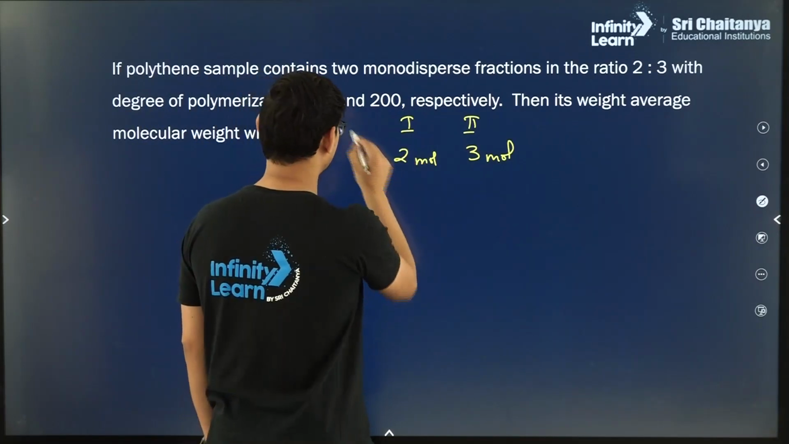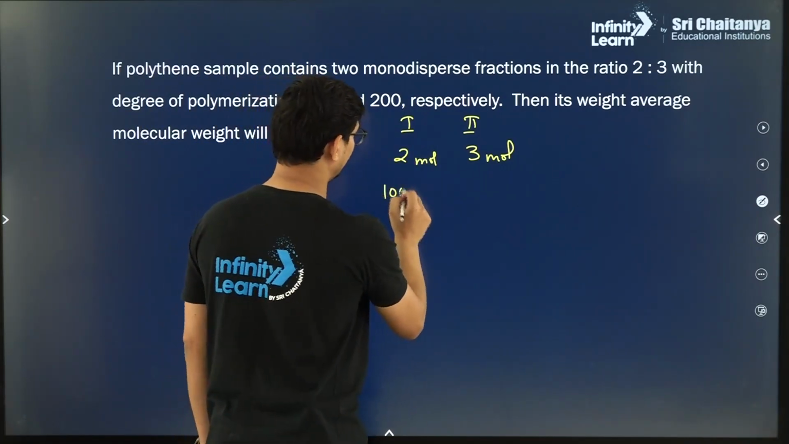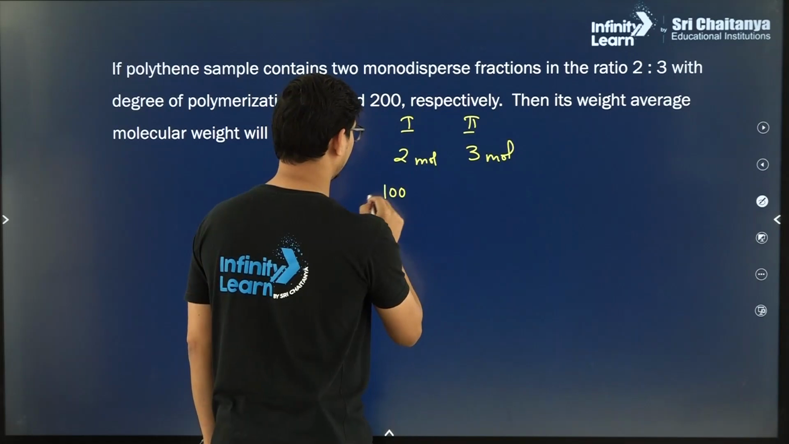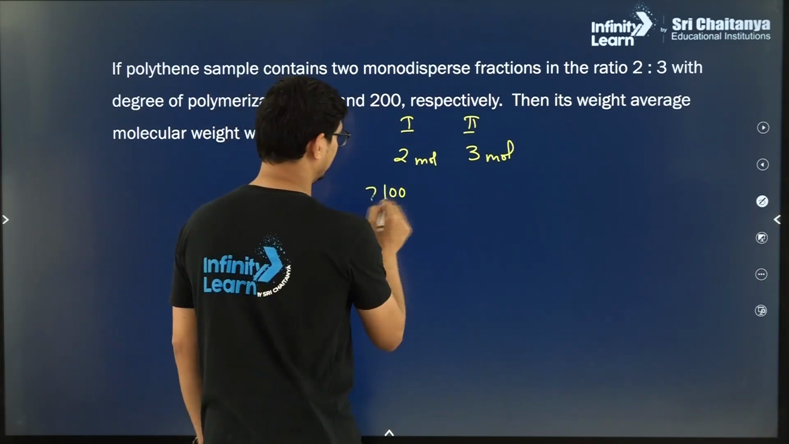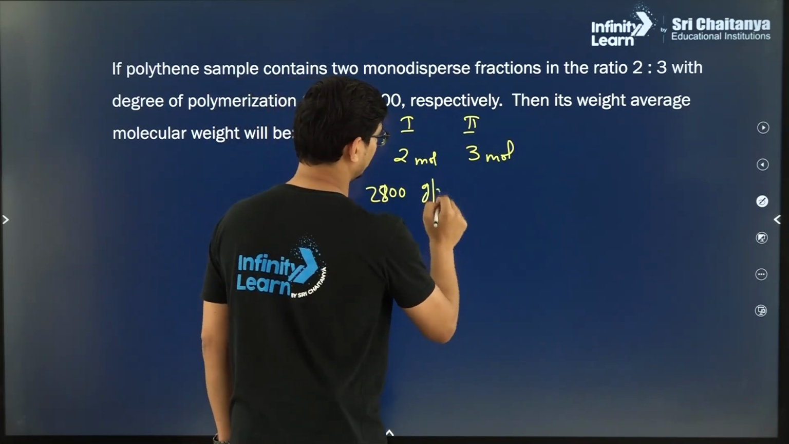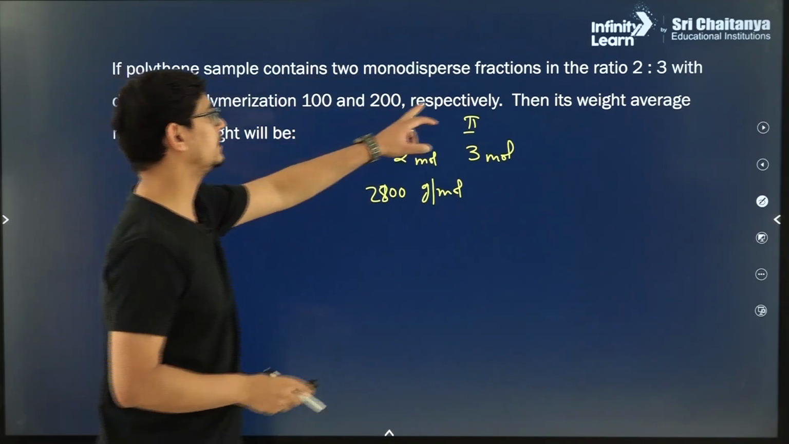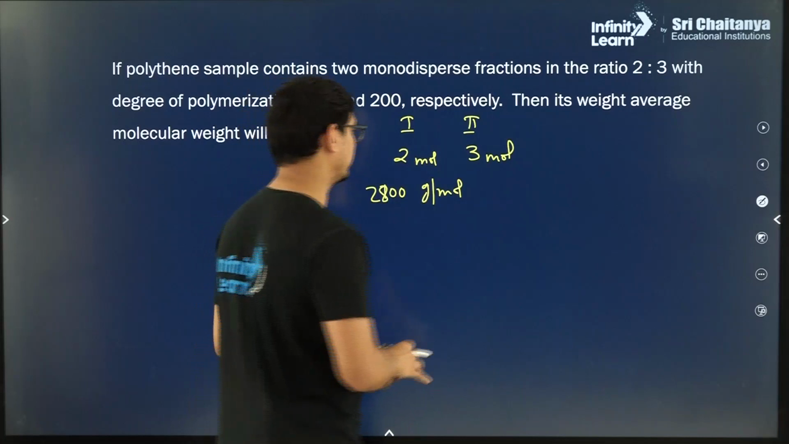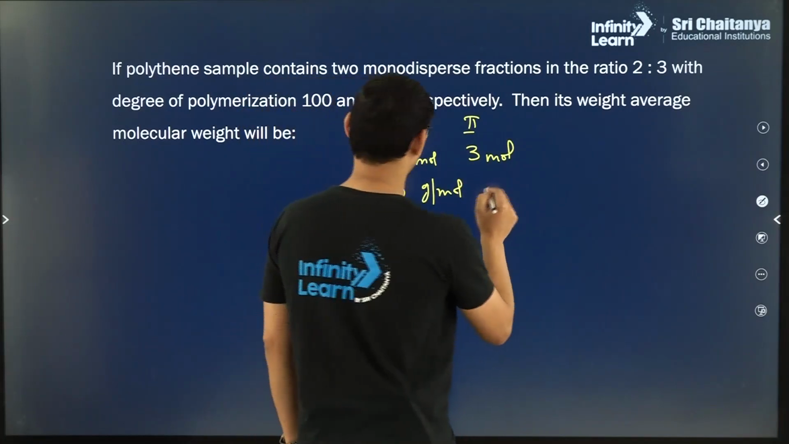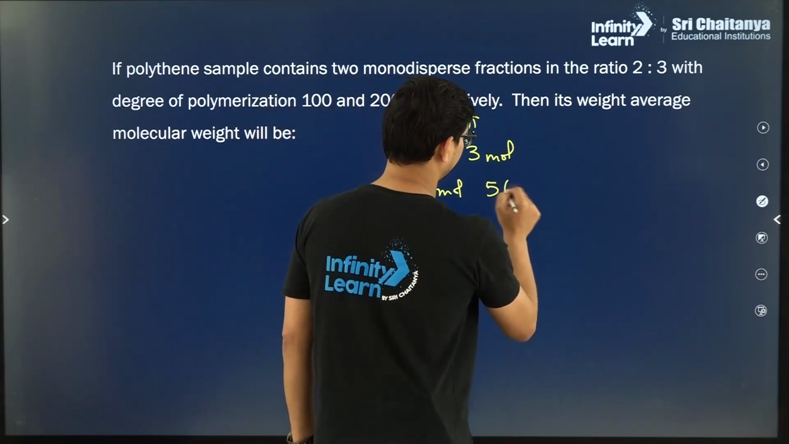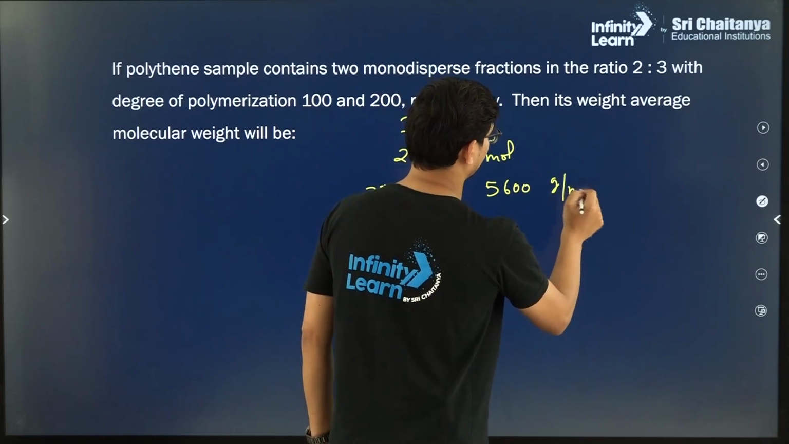So the molar mass will be 100 into 28. So why not I write it directly? So 2800 gram per mole, right? And the second fraction has 200 degree of polymerization, that is 200 units. So that is 200 multiplied by this. So this will be 5600 gram per mole, right?